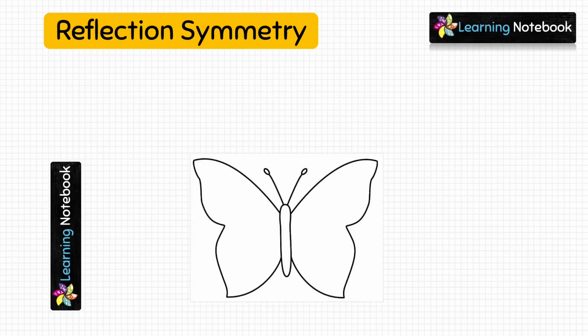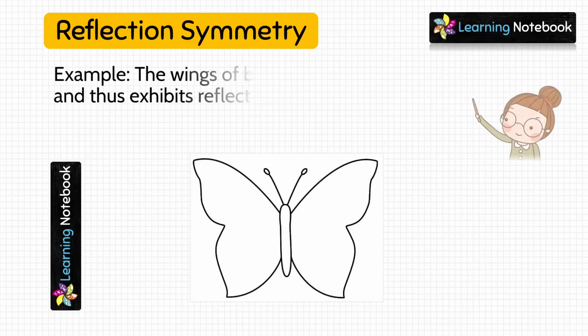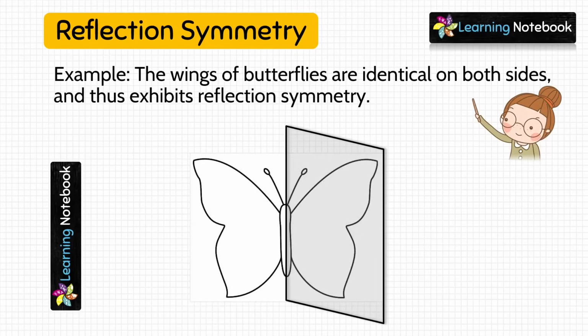Let's understand reflection symmetry with the help of few examples. Students, does butterfly exhibit reflection symmetry? Answer is yes, because the wings of butterflies are identical on both the sides and therefore butterfly exhibits reflection symmetry.